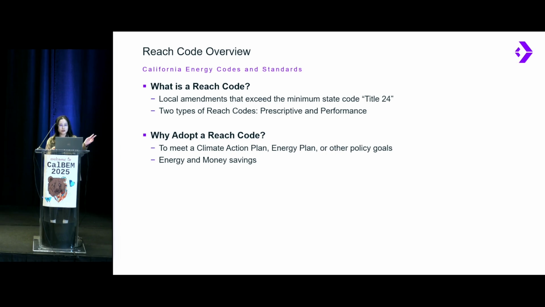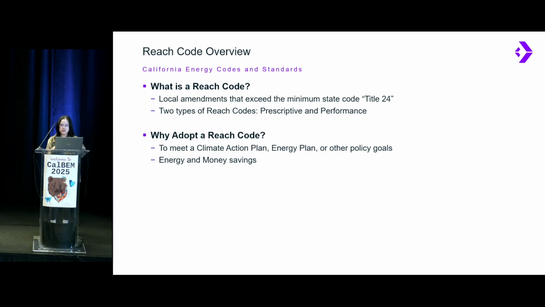And second question here: why should one adopt a reach code? Adopting reach code allows your local government or jurisdictions to take meaningful steps toward their climate and energy goals. By setting standards that go beyond the minimum state requirements, reach code can help communities achieve greater energy efficiency, cost savings, as well as emissions reductions.